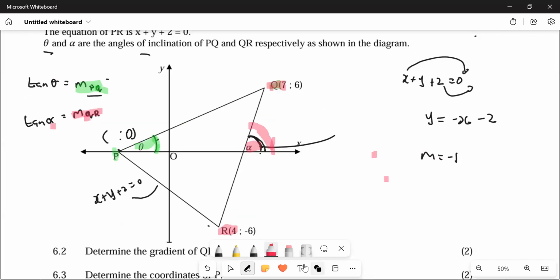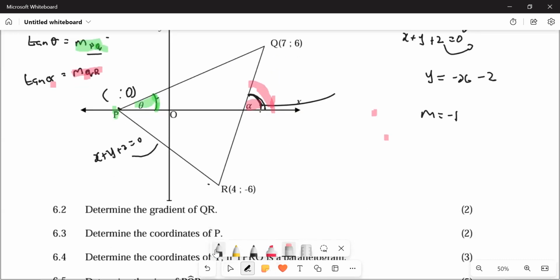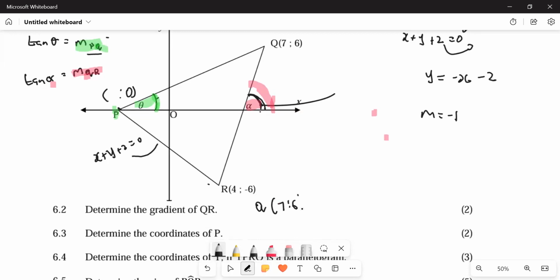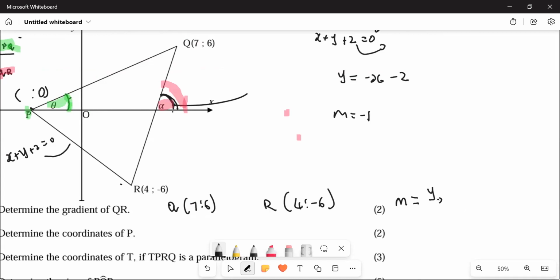Do we know the coordinates of Q? Do we know the coordinates of R? So we can simply write them. Here we have Q, which is given as 7 and 6. We have R, which is given as 4 and minus 6. And then M. What is M? Y2 minus Y1 all over X2 minus X1.